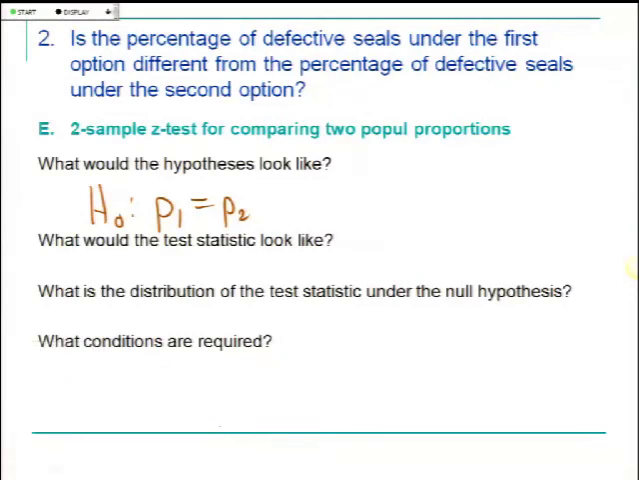I want to know if there's any difference. So P1 is not equal to P2. Or you could write it as the difference being 0 and then the difference being not equal to 0. That's fine too. All right, the test between two proportions. We did this right before exam 1 happened, but it wasn't covered on exam 1.